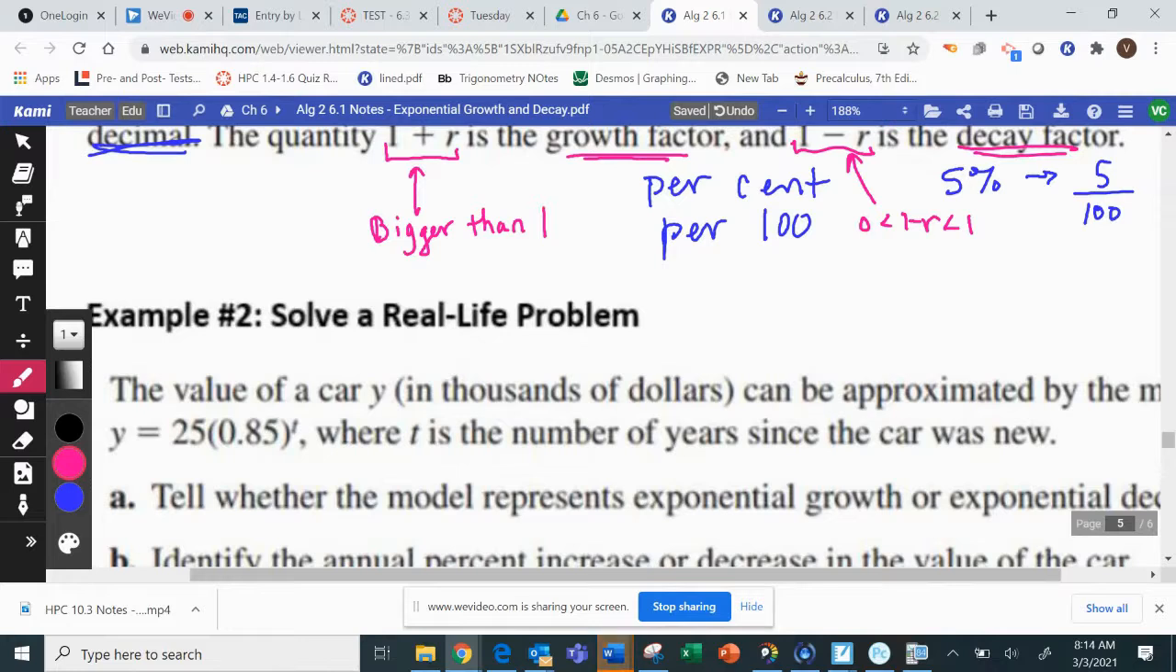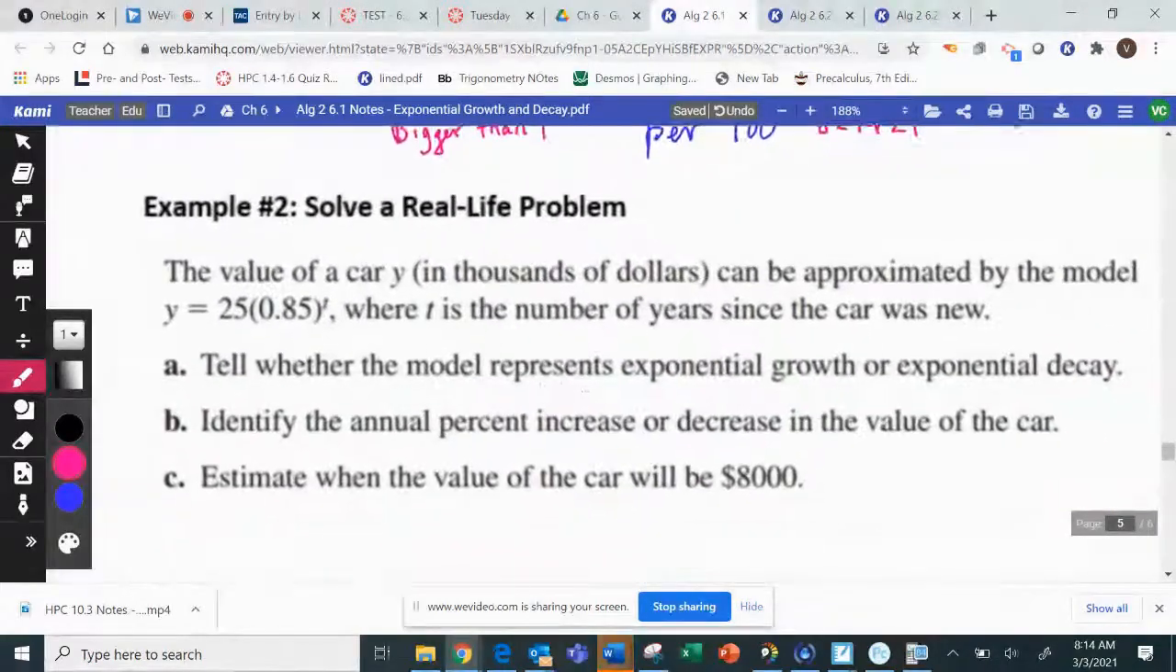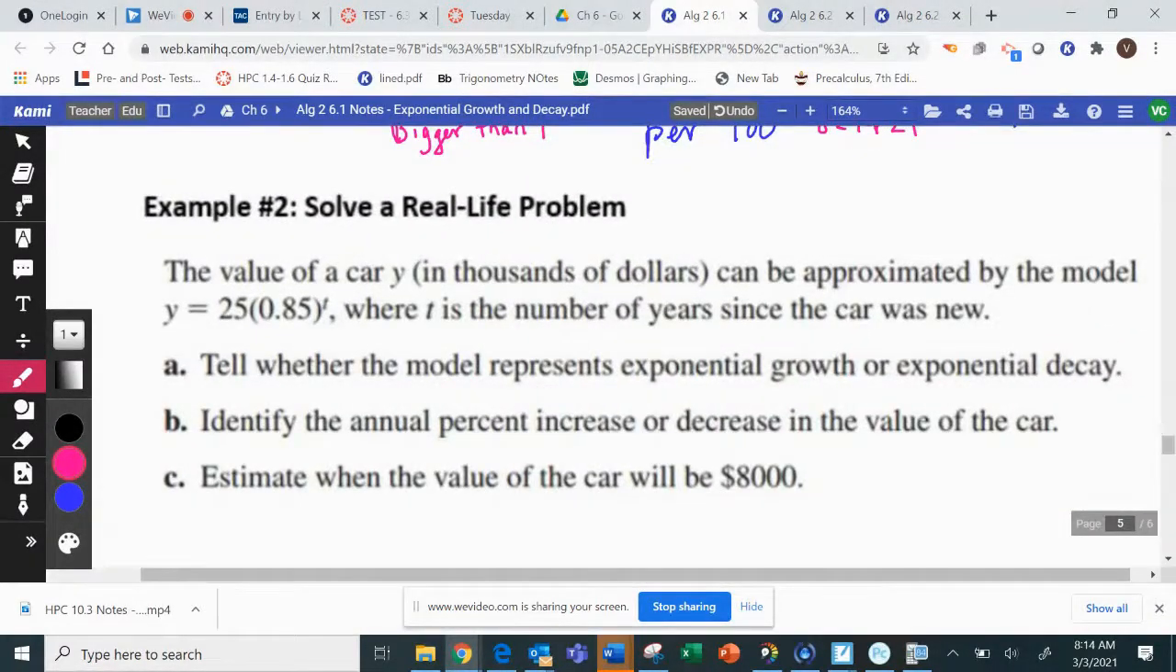So here's a real life problem. The value of a car, y, in thousands of dollars can be approximated by the model. So here's our model: y equals 25 times 0.85 to the t, where t is the number of years since the car was new. We have to tell whether the model represents exponential growth or exponential decay.